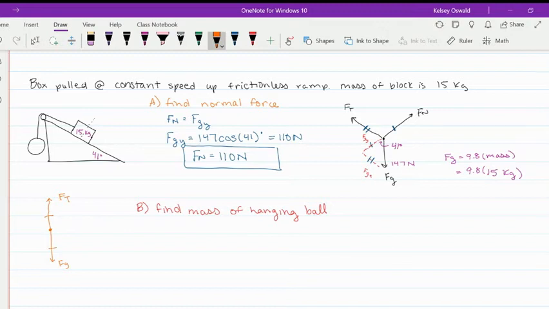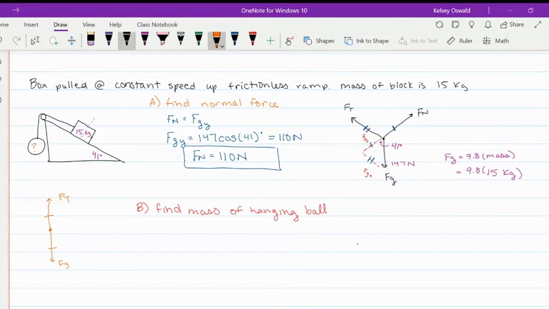If our system is moving at a constant speed, that means our upward force of tension and our downward force of gravity have to be equal to one another. We'll have one force pointing in either direction, so they need to balance one another out. We don't really have much information about the free body diagram for that ball just yet.